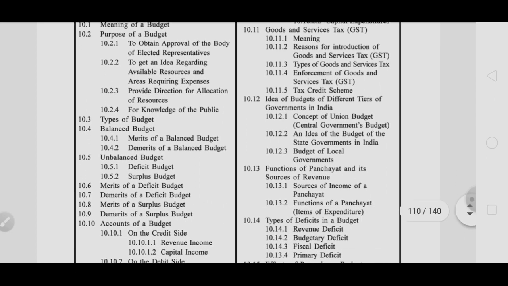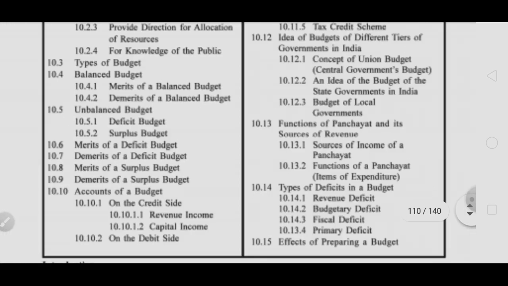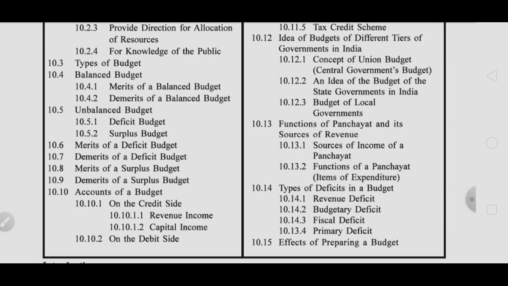Then we'll have the types of budget, which are divided into two parts. First one is a balanced budget and second one is an unbalanced budget. In the unbalanced budget we have two different points, that is, deficit budget and surplus budget. So we are going to discuss everything, that is, the meaning, merits and demerits of the deficit budget and surplus budget.